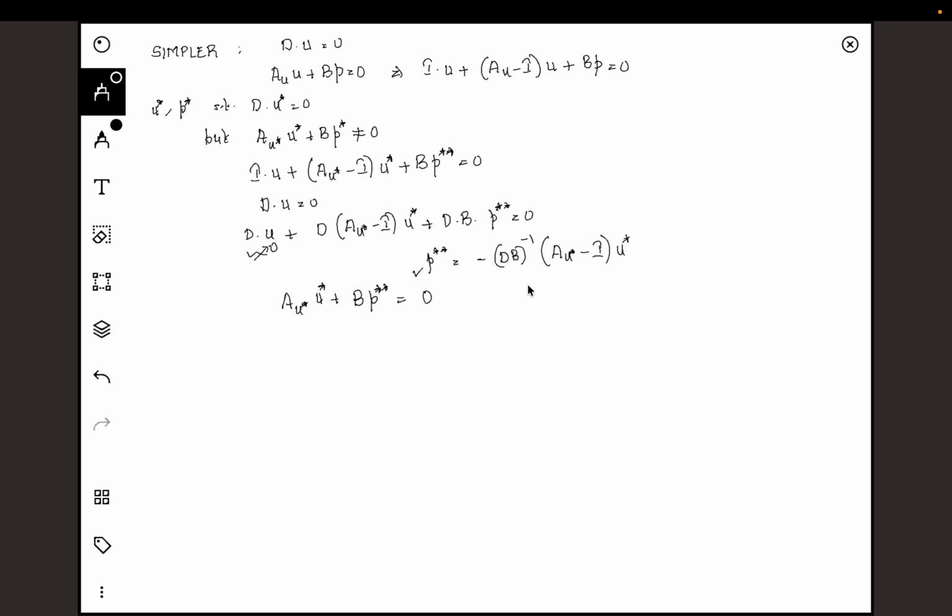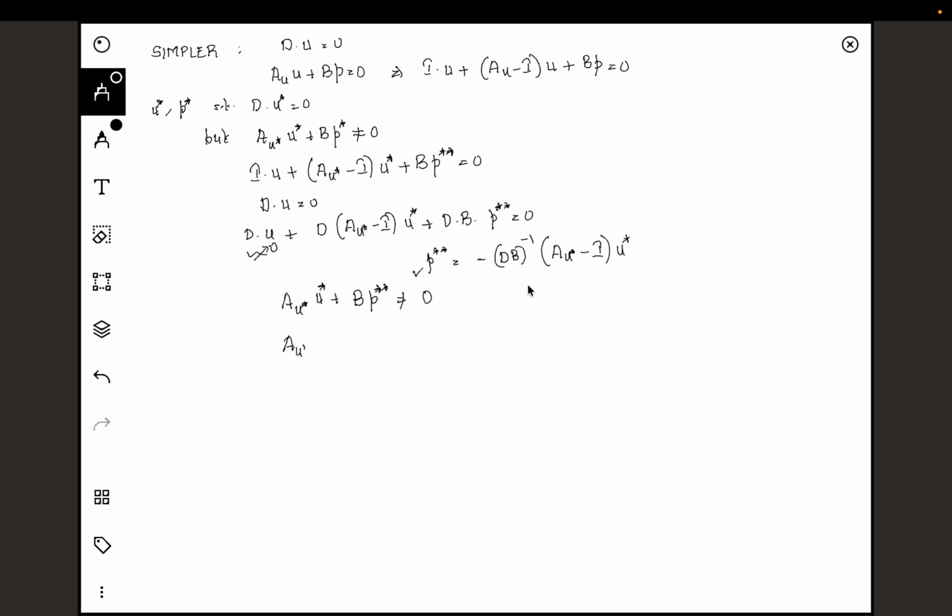Because if you see, while calculating P double star, I did not solve this equation directly, but instead I made a little rearrangement here where I removed a certain component of the velocity and then solved only for the remaining component. Because of that simplification, this P double star will not satisfy the original equation. So this equation will not be equal to 0. So I have to solve this equation again. So for a given U star, this equation will not be true.